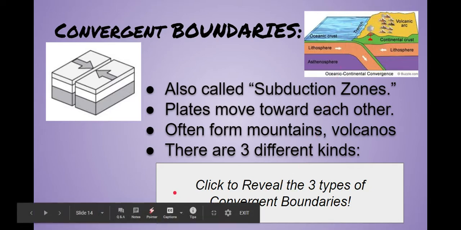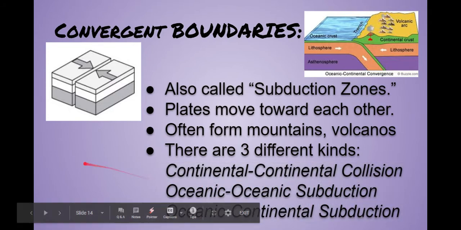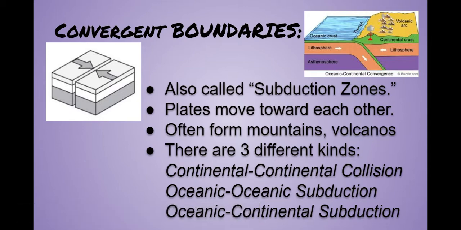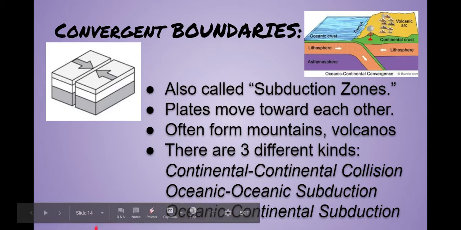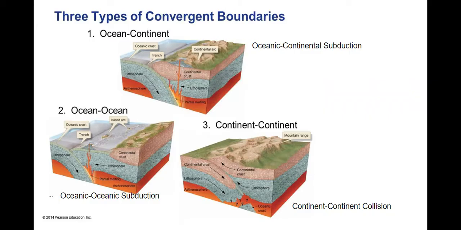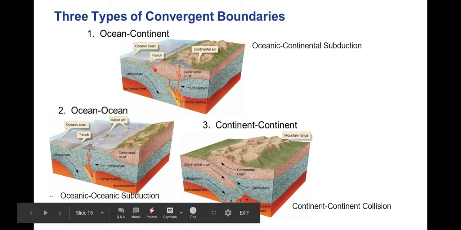Now, there's three different types of convergent boundary. We don't talk about them a whole lot. If two pieces of continent run into each other, if two pieces of ocean crust run into each other, and if a piece of the ocean runs into the continent. So, convergent boundaries are all about running into each other. And in each of them, take a look at what we see.